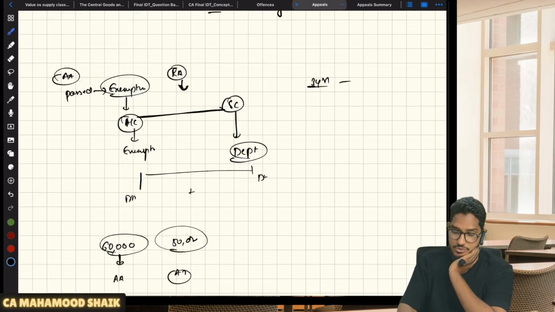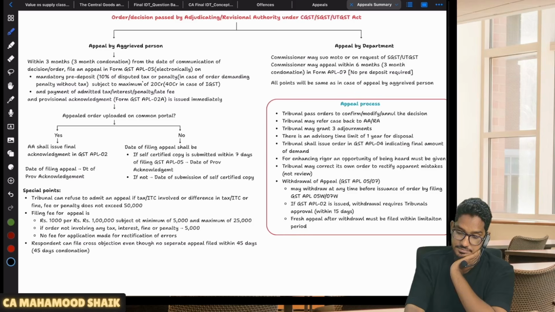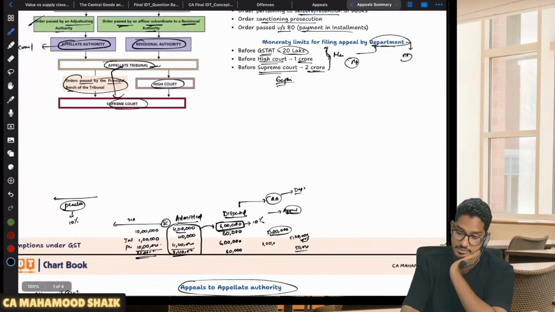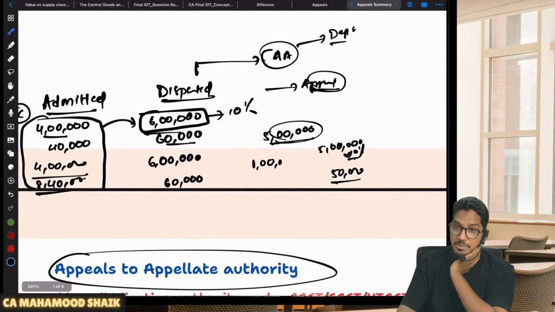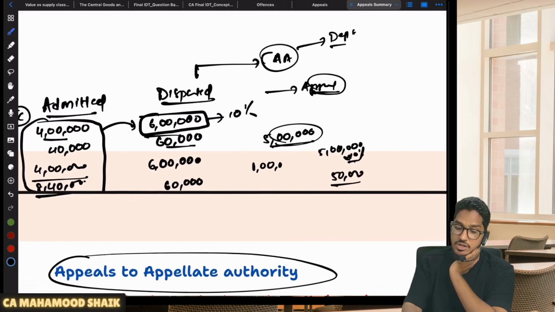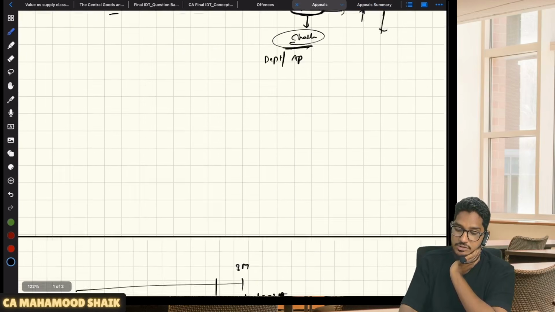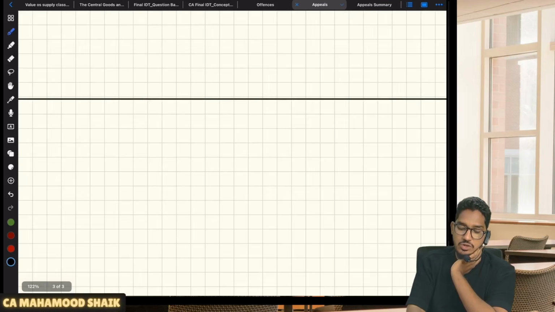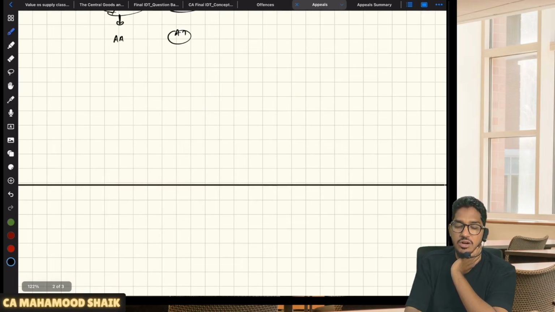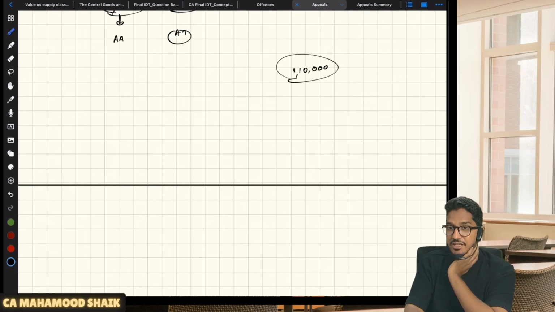In the example which I used, if you remember it, when you are going for appeal before the appellate authority, 60,000 you have deposited. When you are going for an appeal with the appellate tribunal, 50,000 you have deposited. Total 1,10,000 you have deposited. Let us say in the final order, the appellate tribunal's order, the department told that you are not required to pay any amount. So now this 1,10,000 should be refunded.